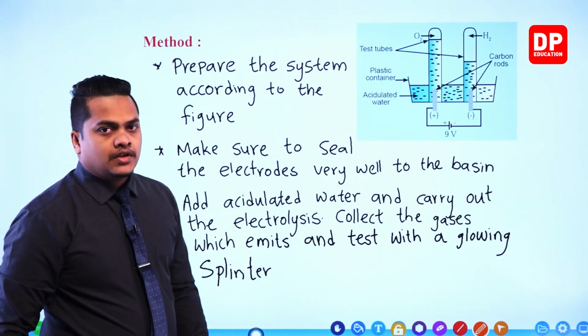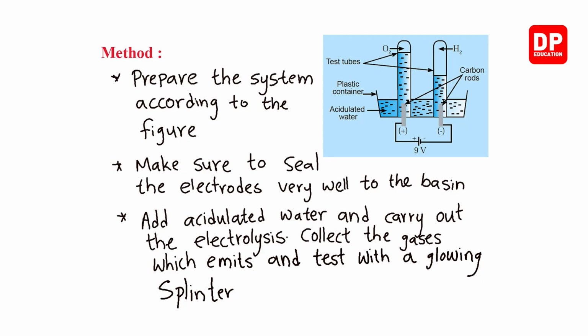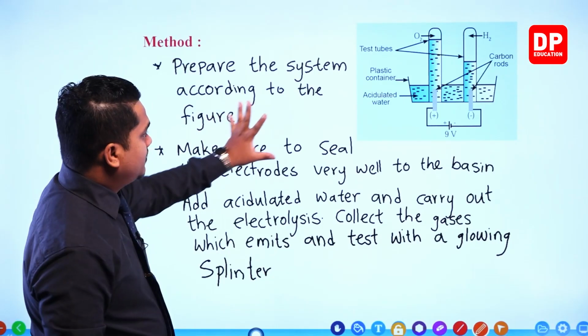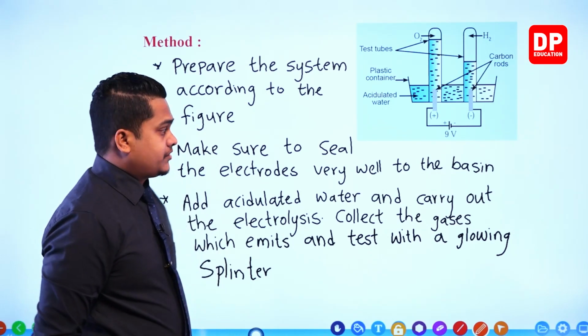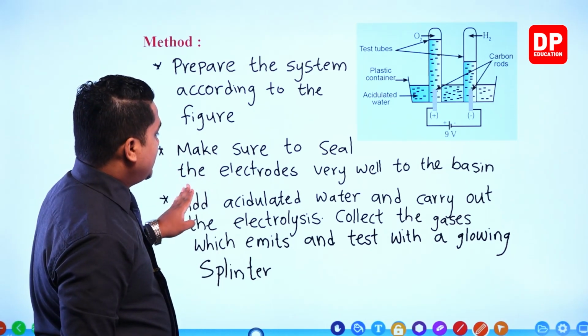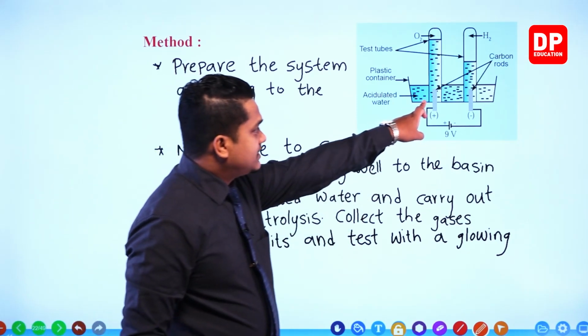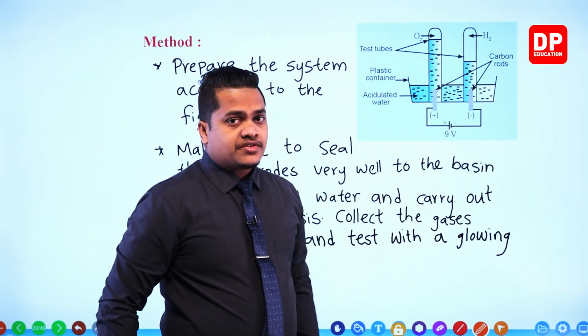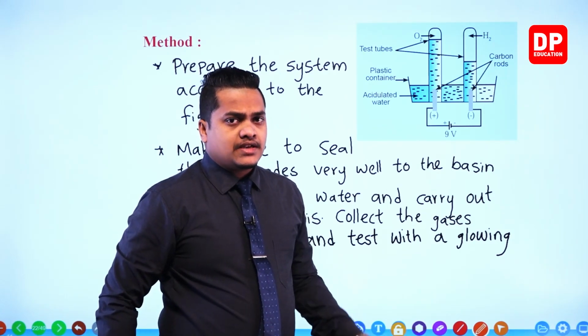Right. So once again, let's see what is the method. First of all, prepare the system according to the figure. So this is the figure. According to this figure, you have to prepare the system, my dear children. Make sure to seal the two electrodes very well to the basin. Okay, you can use wax or clay or any other substance to seal it.